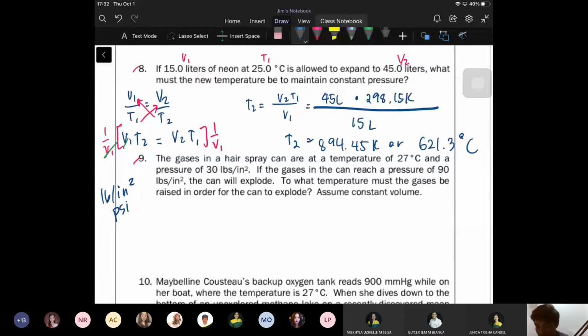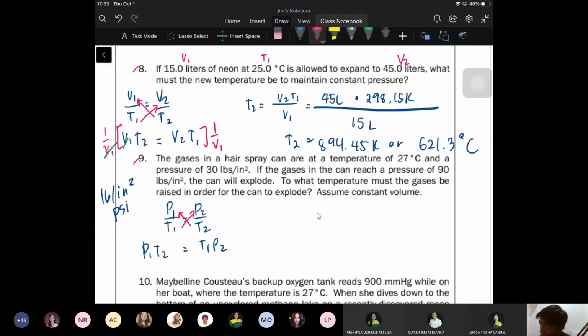So, ano yung info na binigay sa atin? We have pressure and temperature. So, that should give you an idea that we are pertaining to the Gay-Lussac law, no? Pressure and temperature relationship. So that's P1 over T1 equals P2 over T2. So again, para hindi tayo malito mamaya, cross-multiply mo na lang muna yan. T1, P2. Okay?